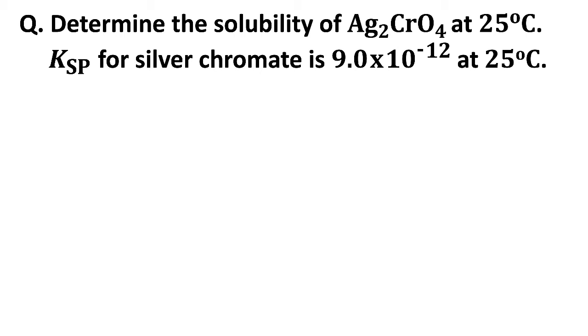Okay, now let's look at another example. In this case, we're dealing with silver chromate, and we know the K sub SP for silver chromate. It was given in a previous example. It's lookupable in tables, determinable by experiment. And the K sub SP for silver chromate is 9.0 times 10 to the minus 12th. Now let's use that to find the solubility of silver chromate.